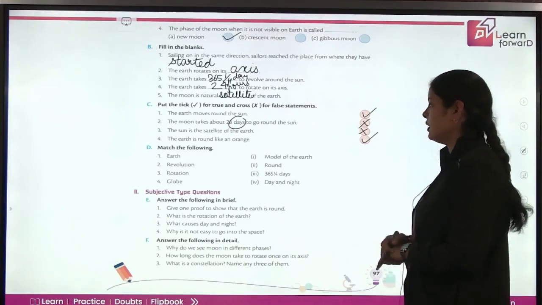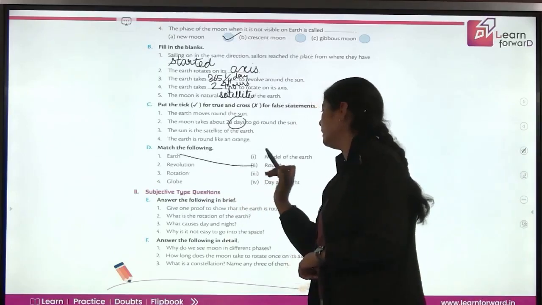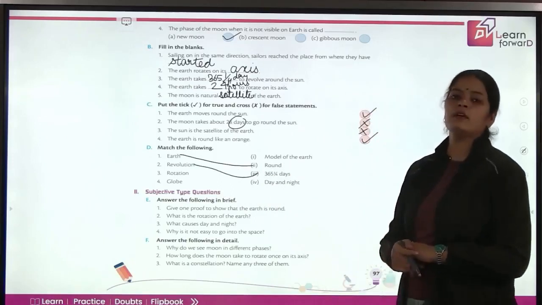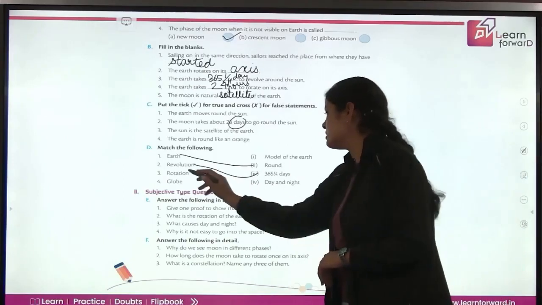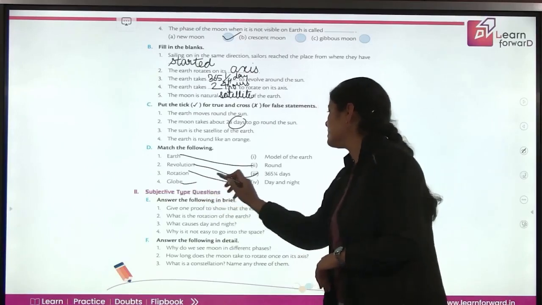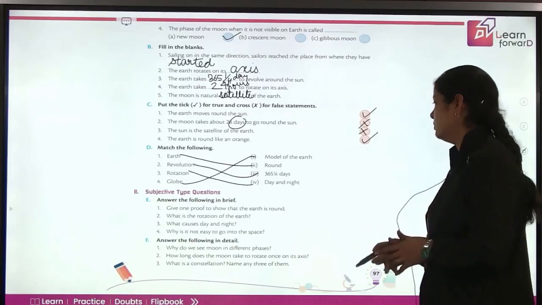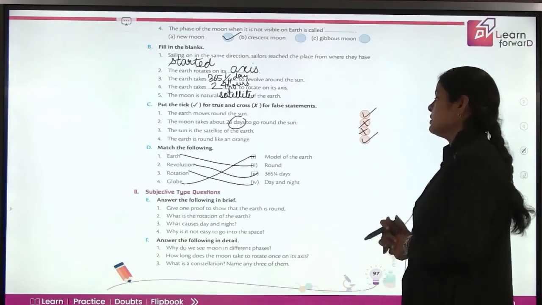Match the following. Earth, round. Revolution, 365 and a quarter days. Rotation causes day and night. Globe is a model of the earth. It is a miniature model of the earth, a globe, that you might have seen on the desk of your principal, maybe. Okay, now subjective questions in brief.